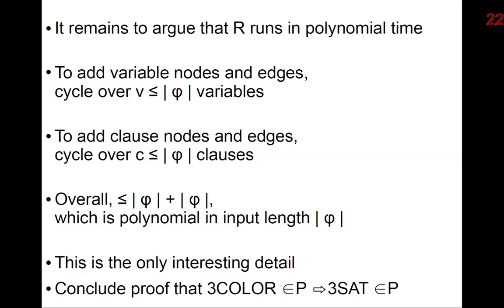We're not going to say anything much different from before. You need to add the variable nodes and the edges. And for that, you have to cycle over the variables. Then you have to cycle over the clauses to put the clause gadgets. There is one gadget per clause. So that's most of the input length. So the overall running time is just linear in the input length. That's the conclusion.